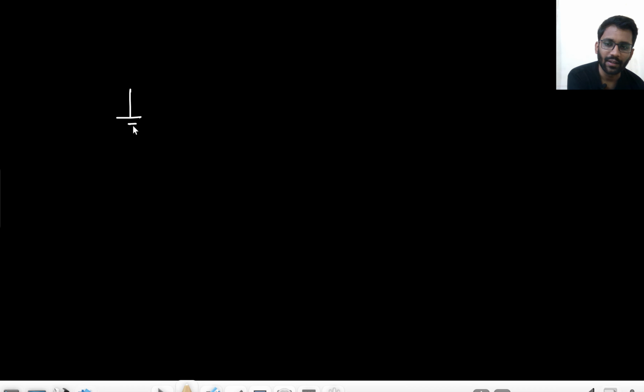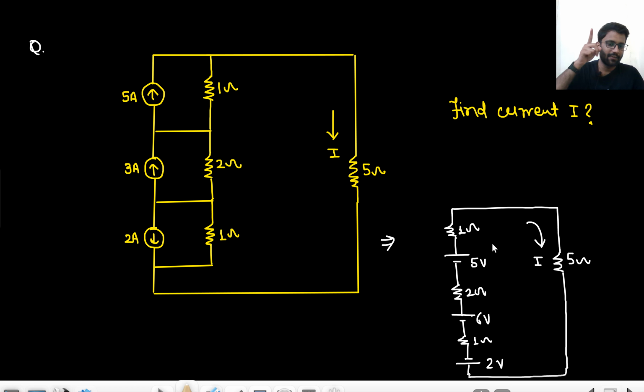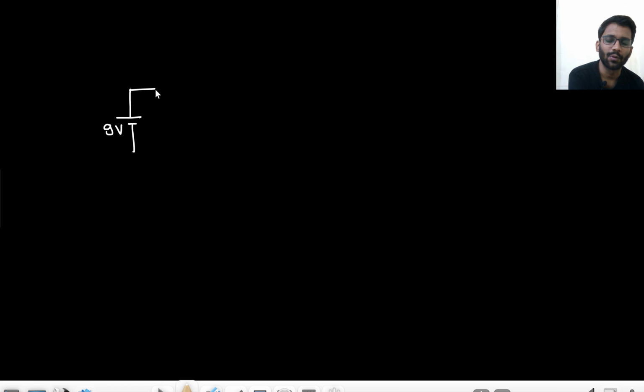Basically you are getting an equivalent of 9 volt. Have you got it? How 9 volt? In upward direction a 5 volt battery is there, and in upward direction a 6 volt battery is there. So 5 plus 6, and in downward direction a 2 volt battery is there. So 5 plus 6 minus 2, so 9 volt. And what is the equivalent resistance? 2 plus 1 plus 1, 4 ohm in series with 5 ohm.